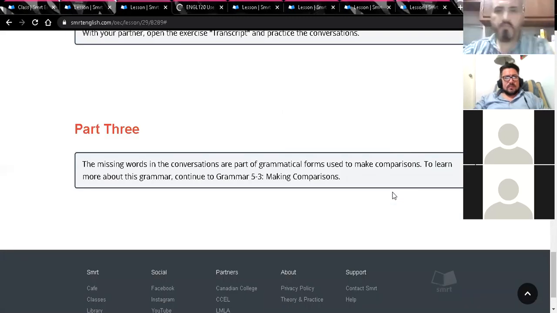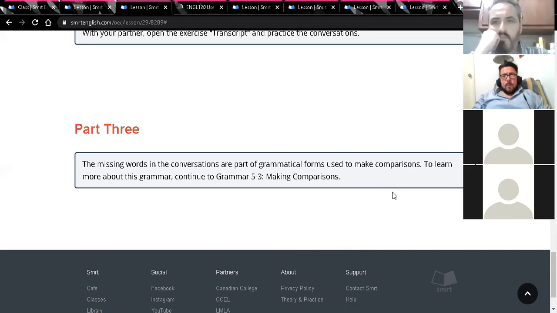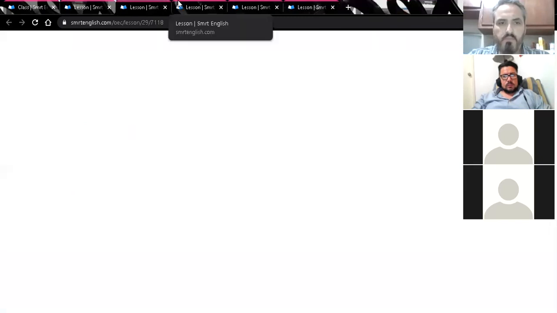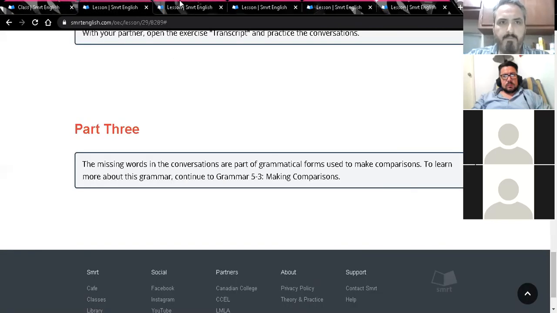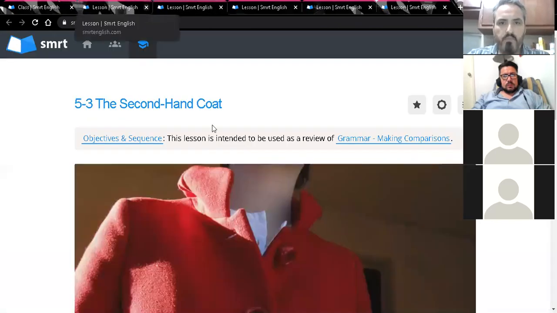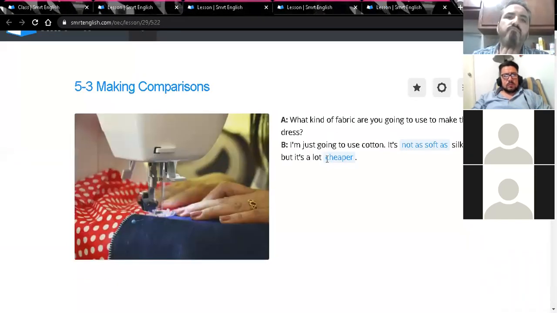So it says in here, the words that we're missing in these conversations are part of grammatical forms that we use to make comparisons. So we're going to learn about this topic today, which is to compare one thing to another. So, here it is, making comparisons.